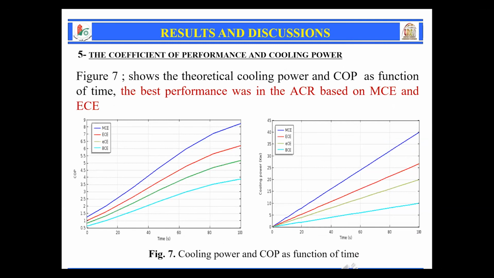Figure 7. Cooling power and COP as function of temperature. The best performance was in the ICR based on magnetocaloric effect and magnetocaloric materials and electrocaloric materials. COP as function of time and cooling power as function of time. The maximum is in magnetocaloric materials.